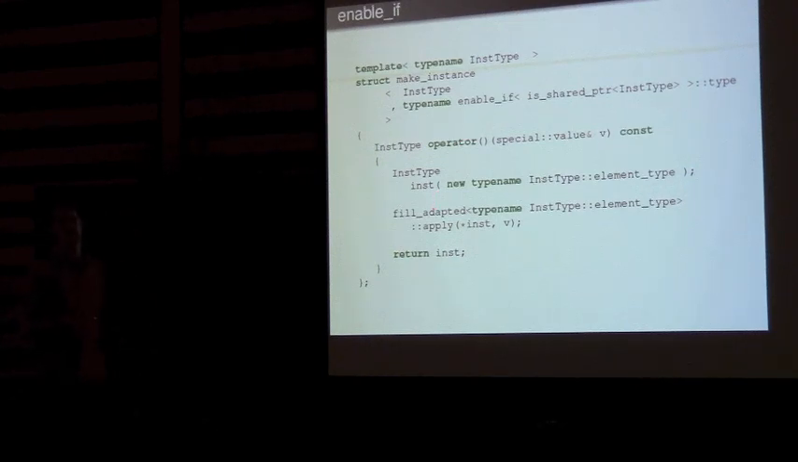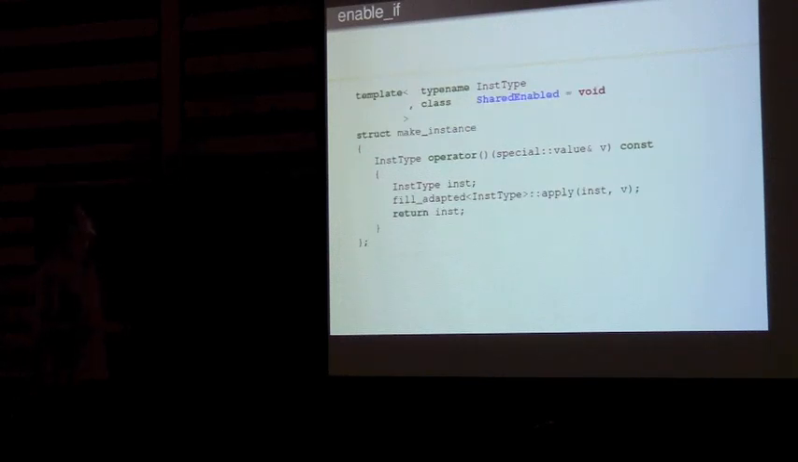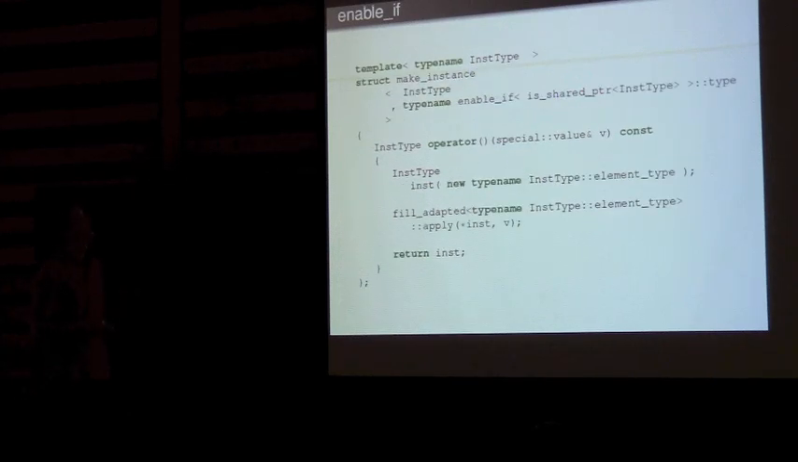Now how am I going to make that selection? Well, we had that defaulted version earlier, this thing, shared enable void. But now instead, I'm going to use this thing called enable if. And this looks a lot like that type trait we had earlier.